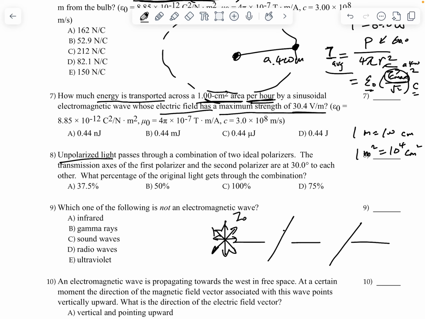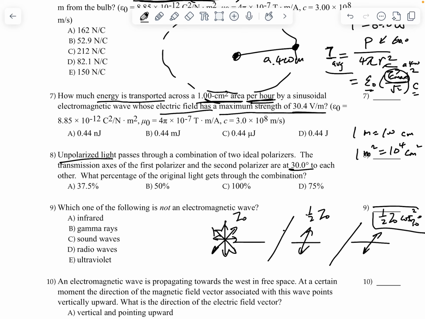So this is I naught. Passing the first one will be half I naught. Then passing the second one, starting from half I naught, we multiply by cosine squared of 30, the angle between them. That's it.